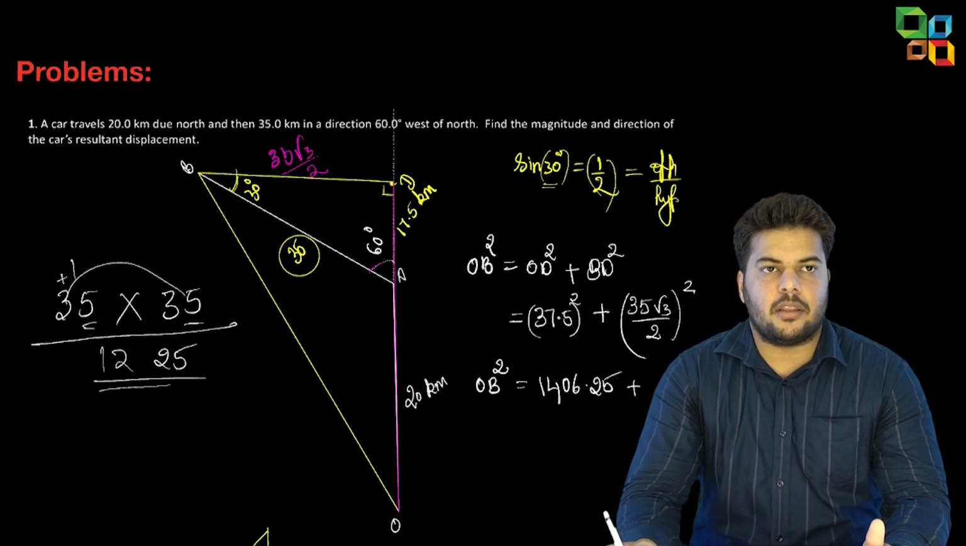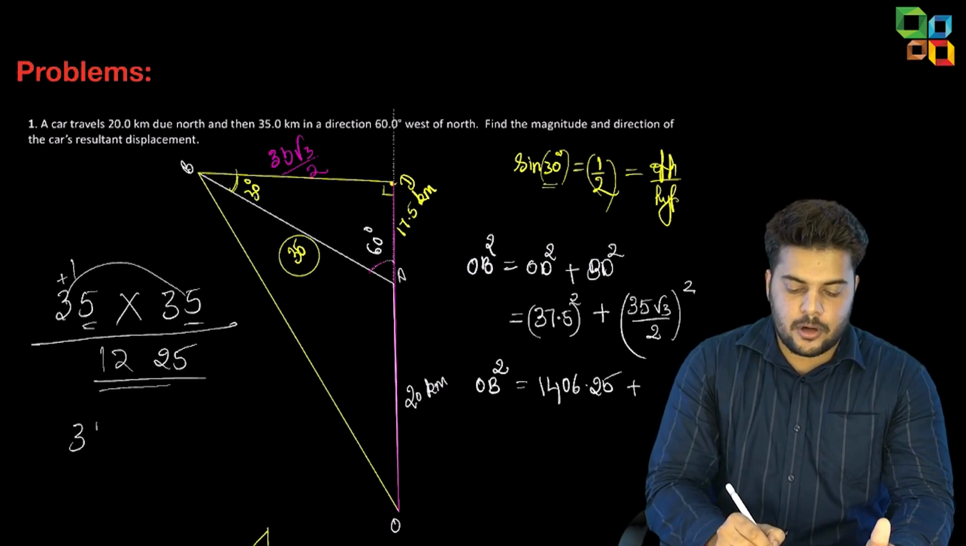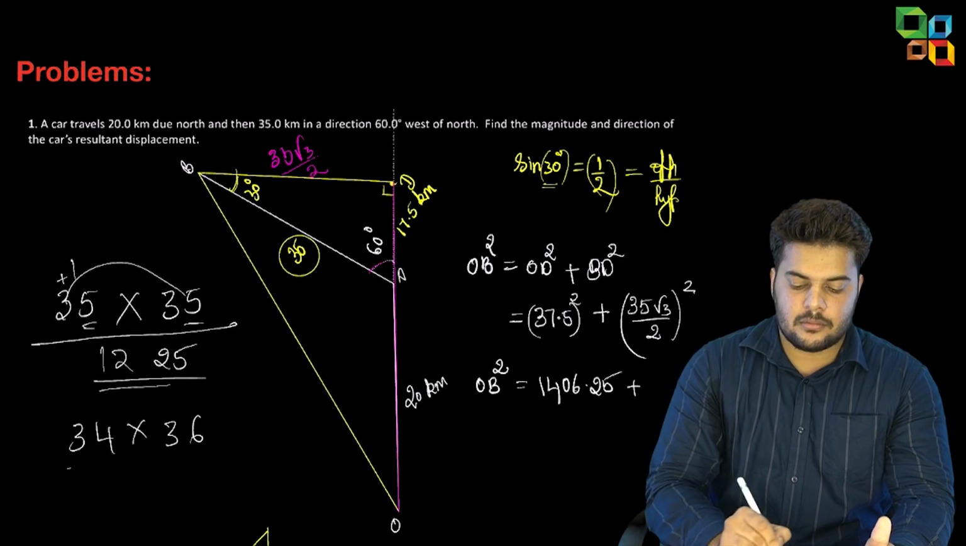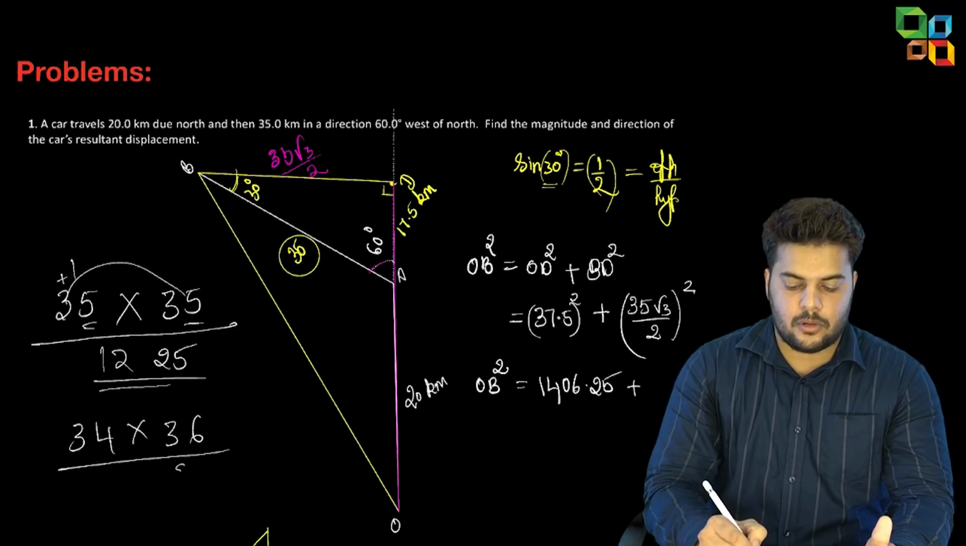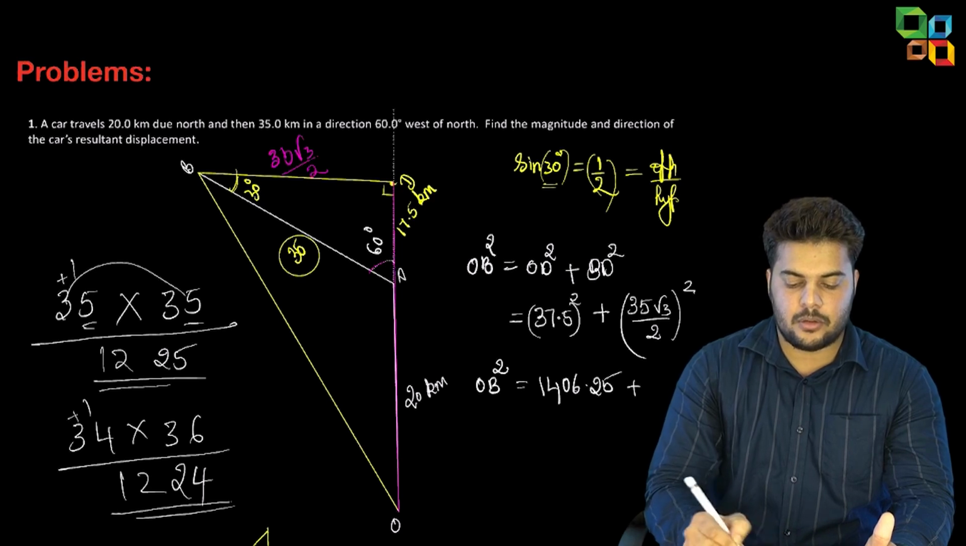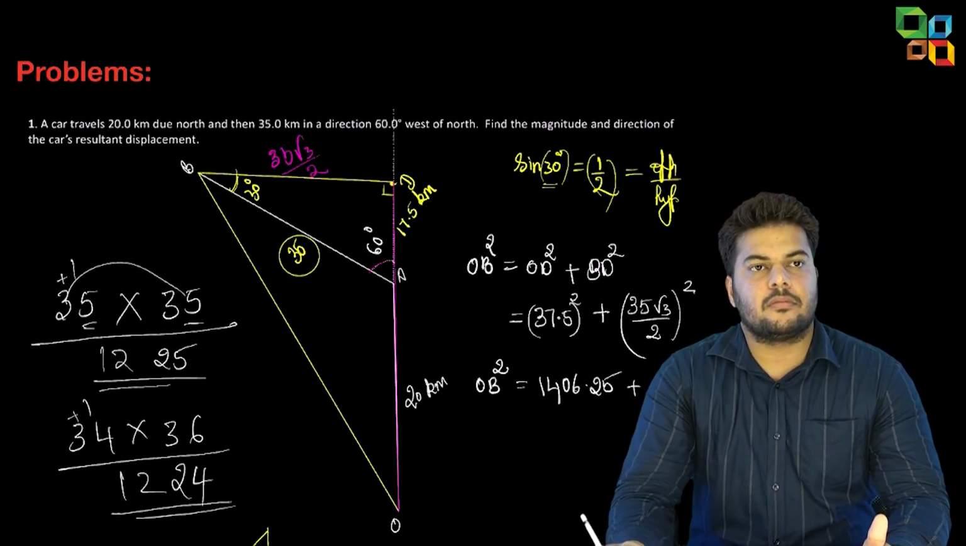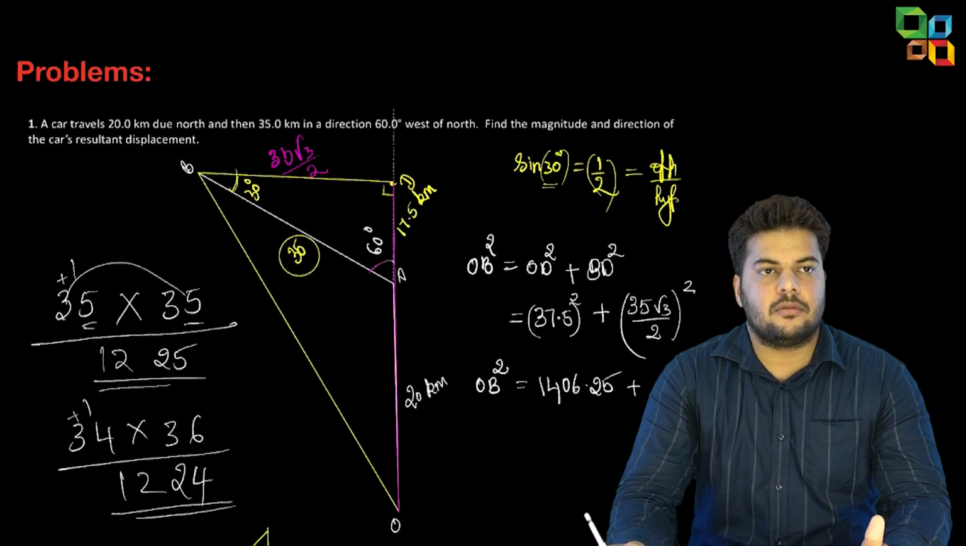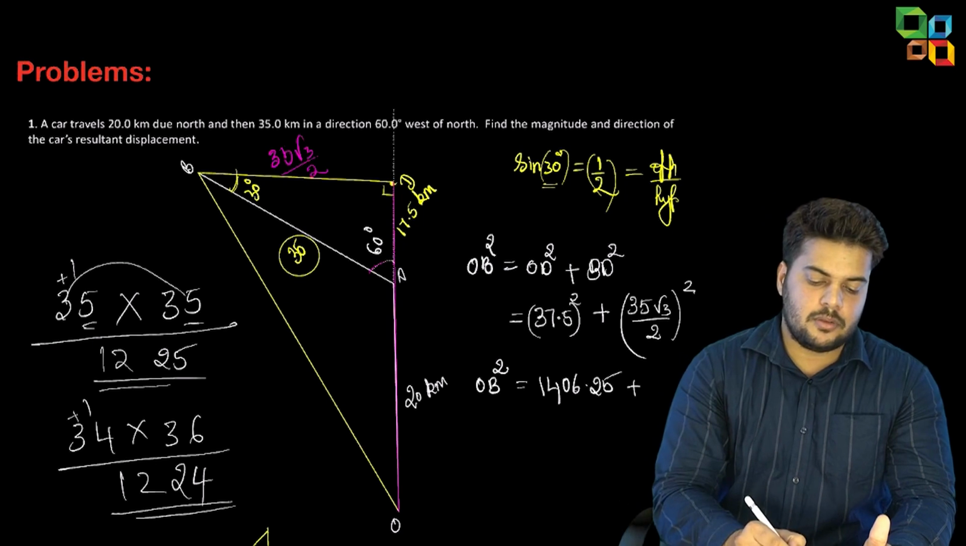It doesn't work all the time, by the way. You can do 34 into 36. 6 into 4, 24. 3 plus 1 is 4. 4 into 3 is 12. So 1224. You can try it out. Sir, but it always works with numbers which end with 5. Does it work in this case?